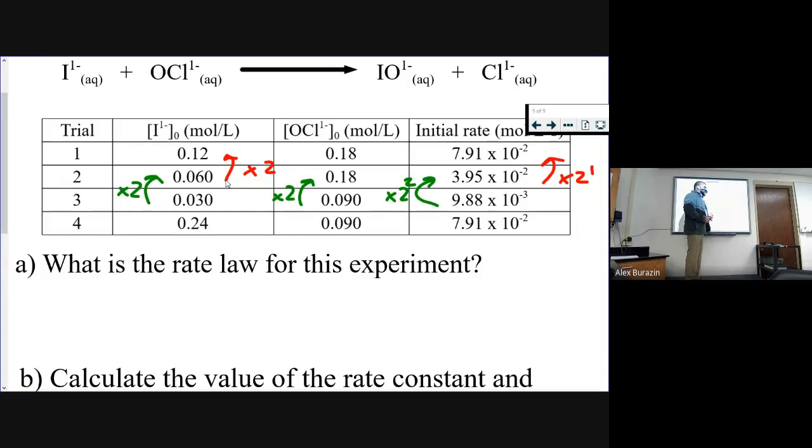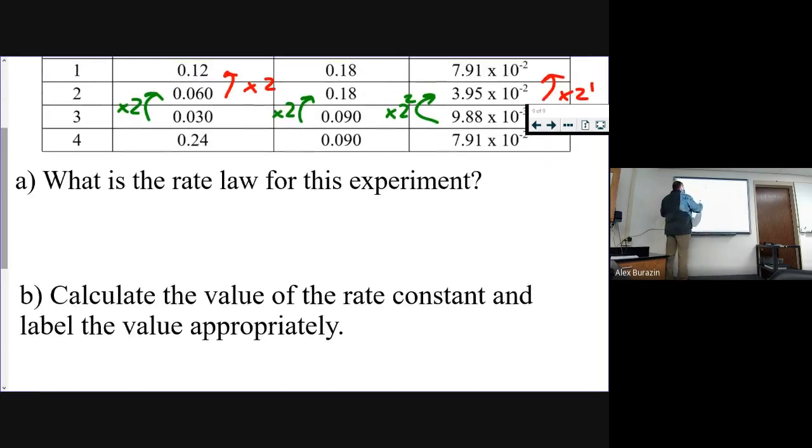Now we have to think a little bit, right? So the total change is 2 squared. Half of that change was because of this. We know that when the iodide doubles, the rate doubles. So we have 2 to the first as a result of this, which means the other 2 to the first must be a result of the other one. So in other words, this is first order. We figured that out from trial 1 to 2.